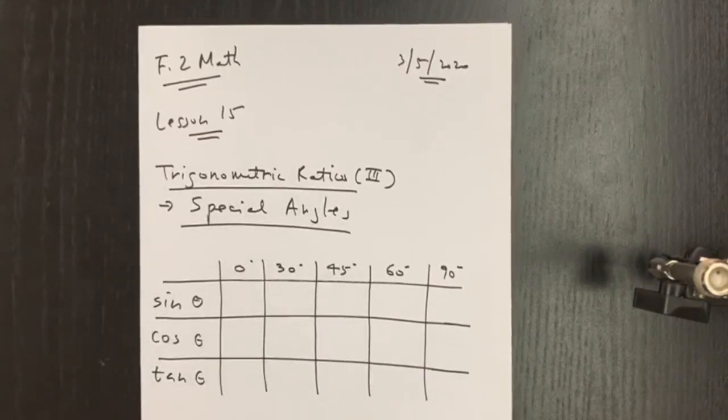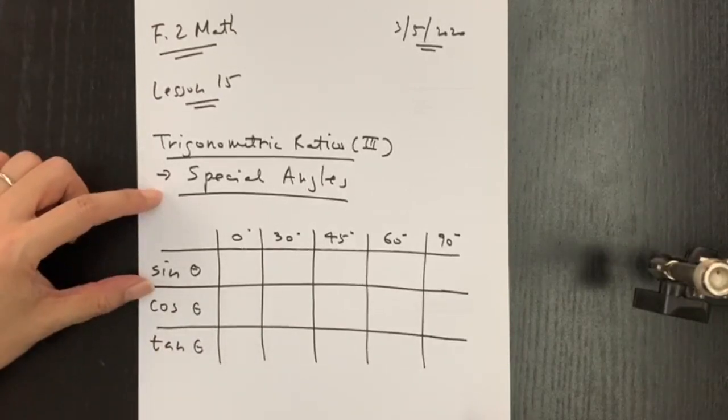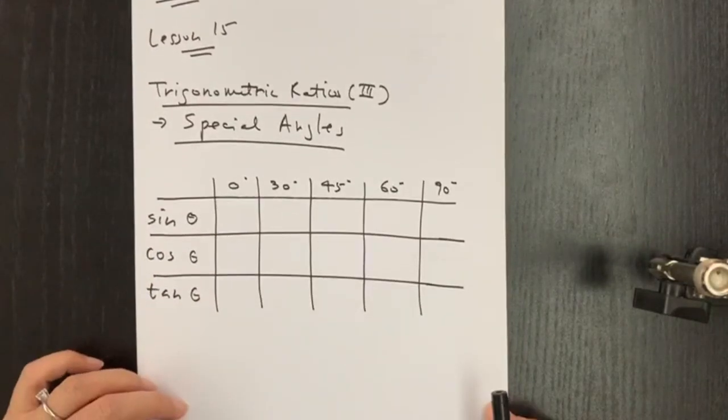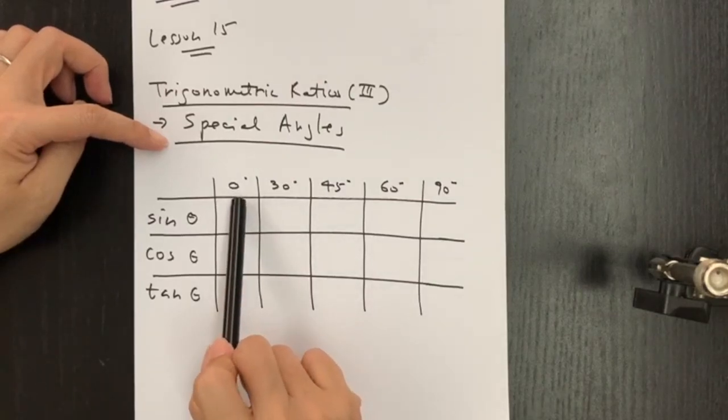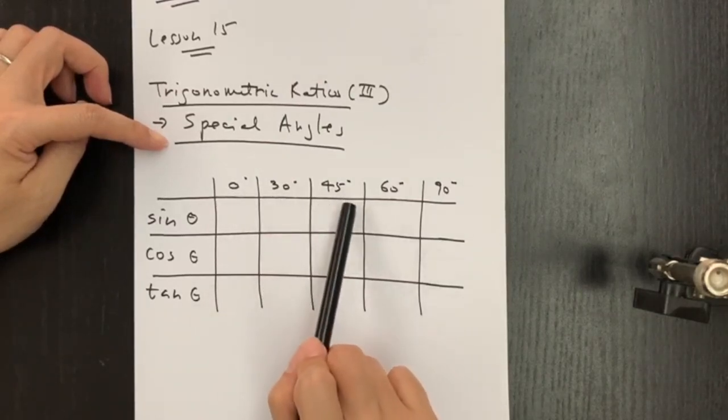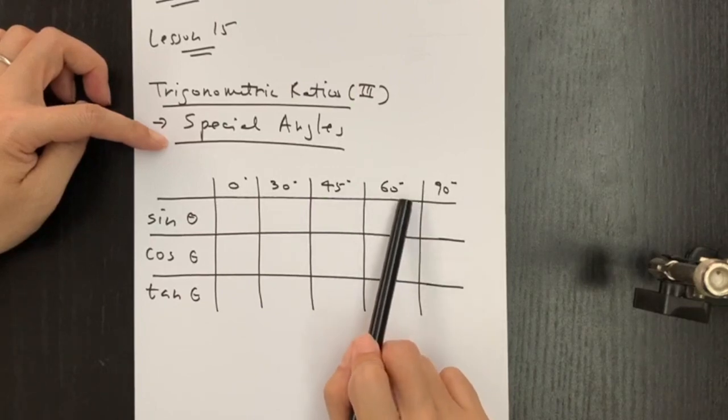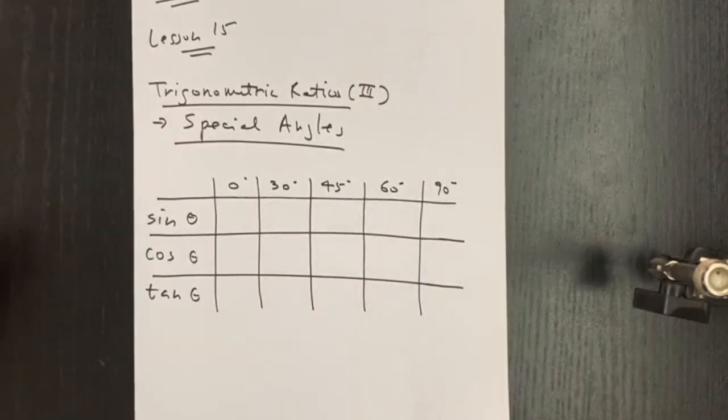Alright, so today's topic is about special angles. Now here we have a table for special angles. So we have 0 degree, and then 30 degree, 45 degree, 60 degree, and 90 degree.